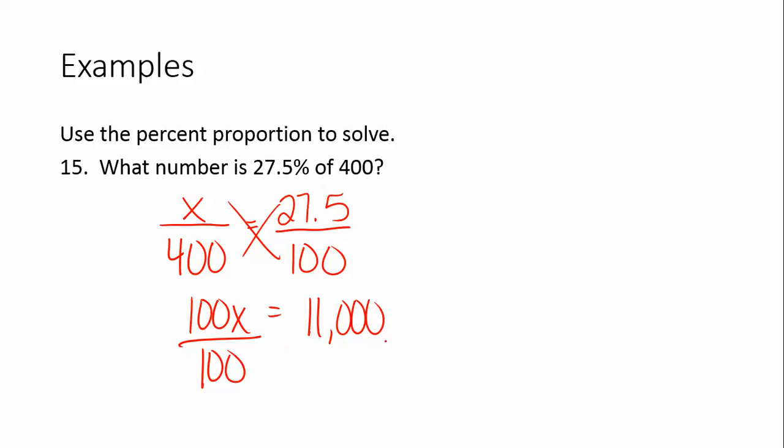Divide both sides by 100. And some of you recognized in class that you can just knock off zeros. That's the same as dividing by 100. If you knock off 2 from the top and 2 from the bottom, then we get 110. So x equals 110. And if I asked you what that meant in relation to the problem, it would mean that 110 is 27.5% of 400.